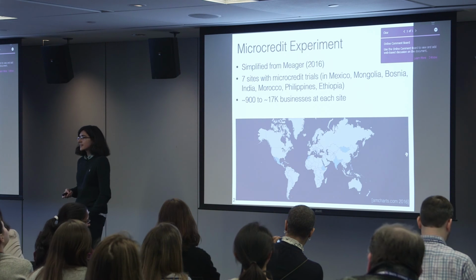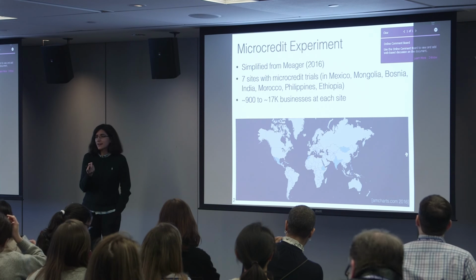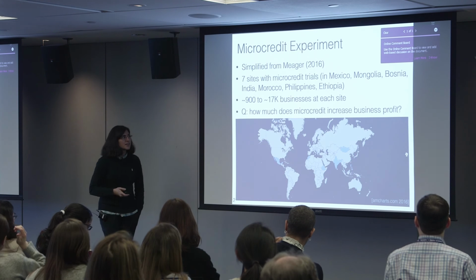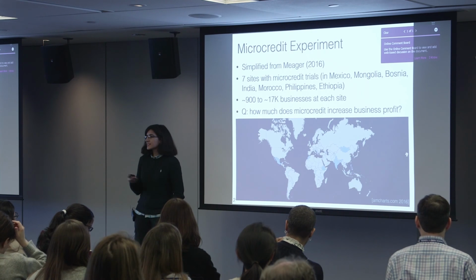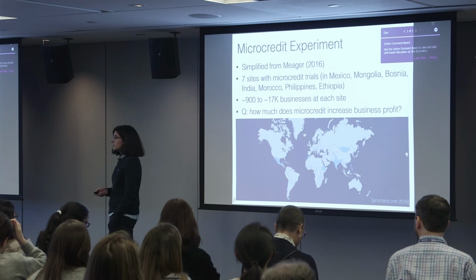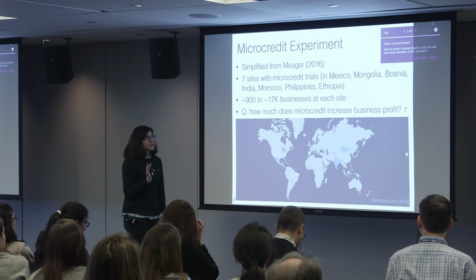Is it doing something here? It's a very broad, vague set of questions, and so we might narrow down a little bit more to something specific, like how much does microcredit increase business profit? Now this is an unknown, it's a parameter of the model, we might call it tau. And then we might say that, a priori, we don't know anything about tau.